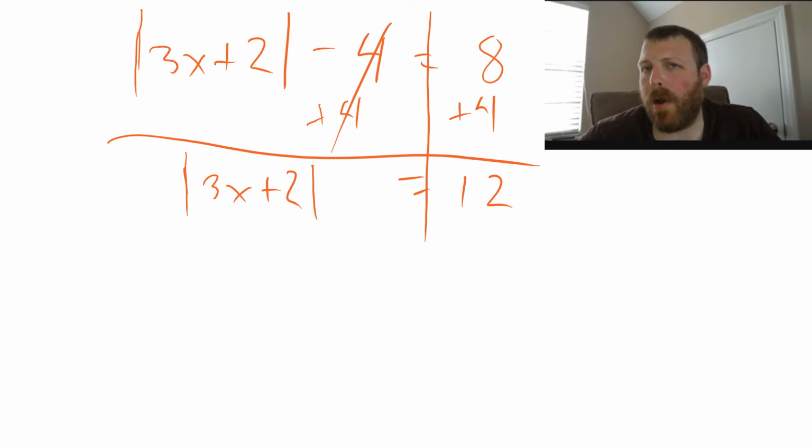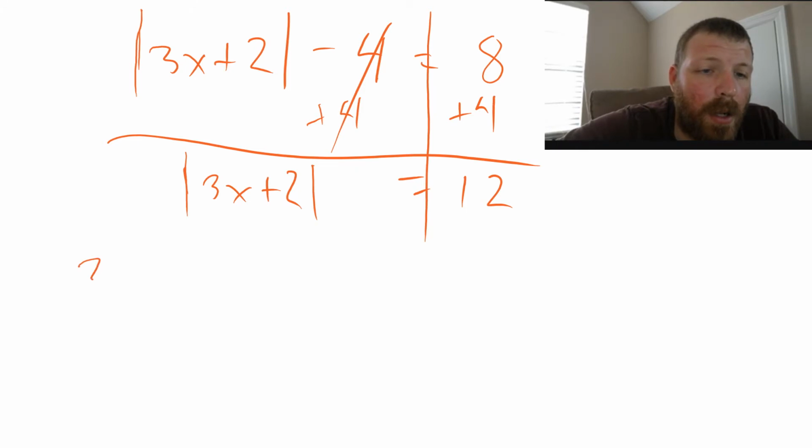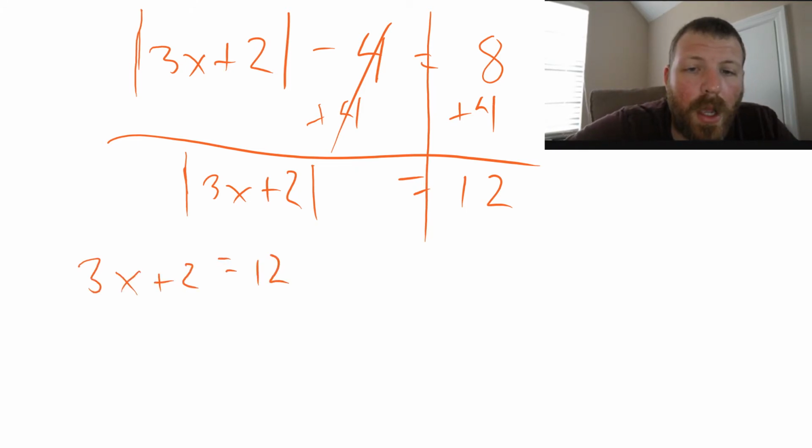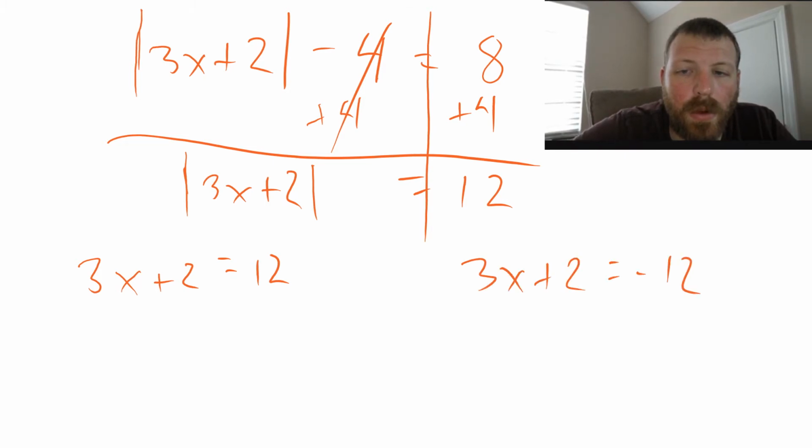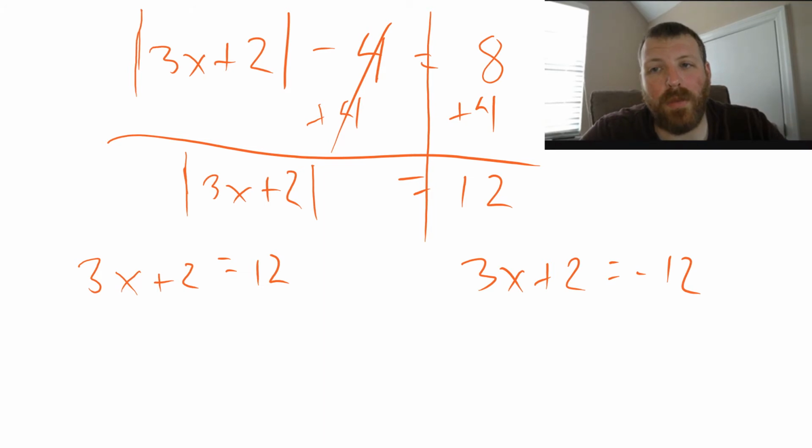Now, just like the last problem that we looked at, we have to take this absolute value and set it equal to 12, and we have to set it equal to negative 12. So we set up two equations where 3x plus 2 equals 12 and 3x plus 2 equals negative 12. And then we have to solve this.